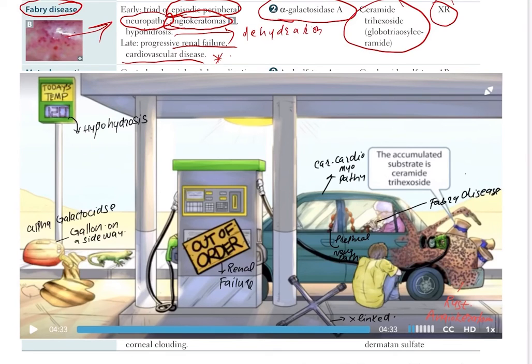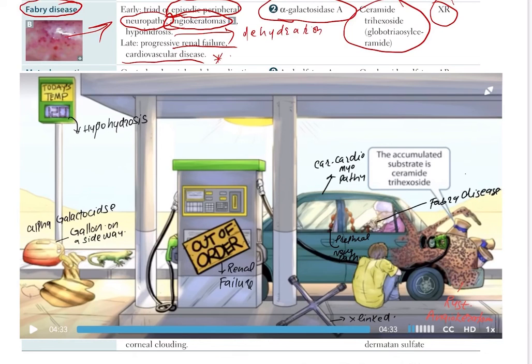Then on this side is how to remember the enzyme. The enzyme is the gallon. This is the gallon on the side, so gallon on the side is galactosidase. On the other side, at the back of the car, we are storing something, and that's the accumulated substrate. How do we remember that? Trihexoside is also on the side, and these are three ceramics, as you can see here. That's why it's called ceramide trihexoside.